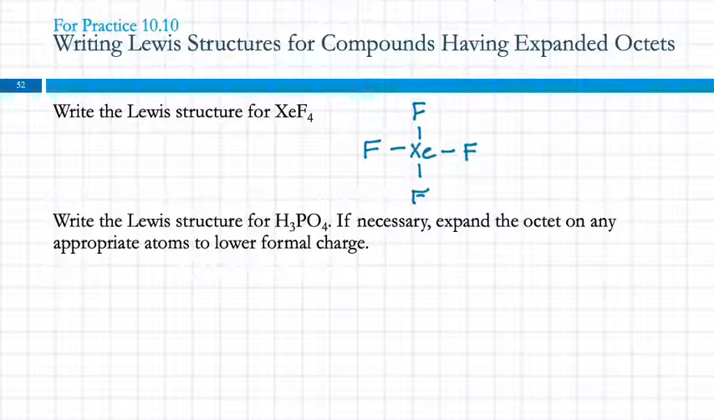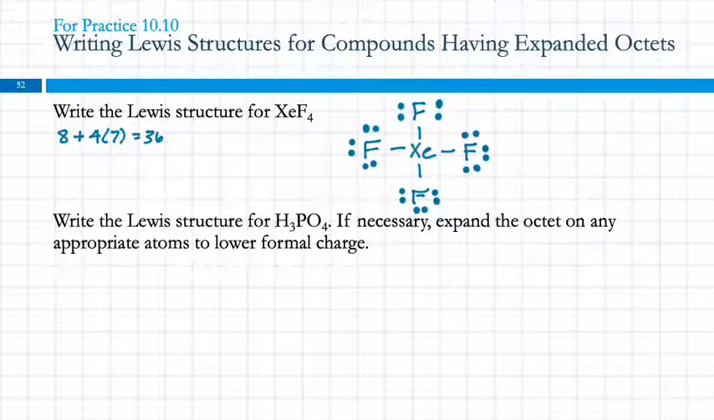Okay, well, how many valence electrons do we have here? Xenon has 8, right? And we have 4 fluorines, and they each have 7. So that's 28 plus 8 is 36. Check me on that. Tell me if I got it wrong. So 2, 4, 6, 8, 10, 12, 14, 16, 18, 20, 22, 24, 26, 28, 30, 32. Everybody has an octet. I put 32 electrons in.